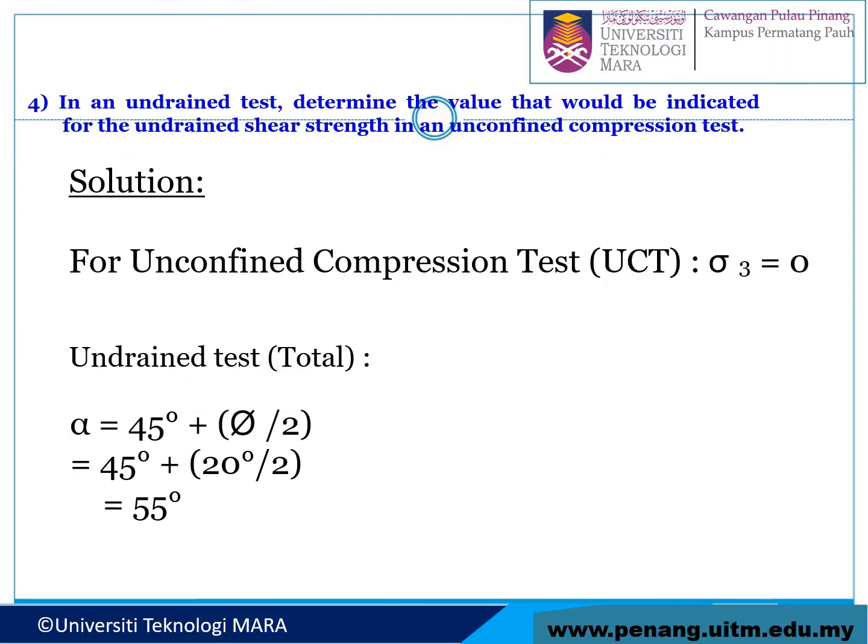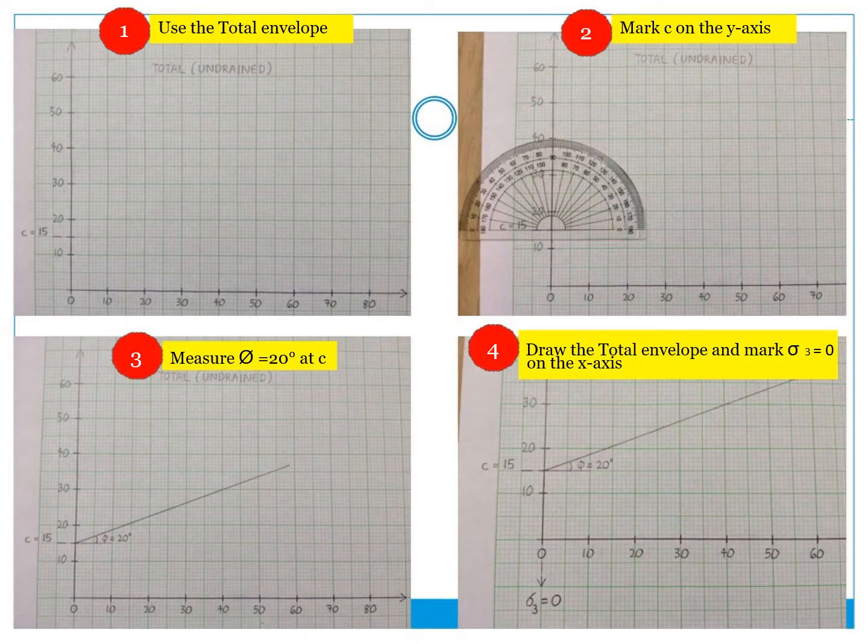In an undrained test, determine the value that would be indicated for the undrained shear strength in the unconfined compression test. For the unconfined compression test, UCT, sigma 3 is equal to 0. For the undrained test, total alpha is 45 degrees plus phi over 2, so you will get 55. This one is for undrained.